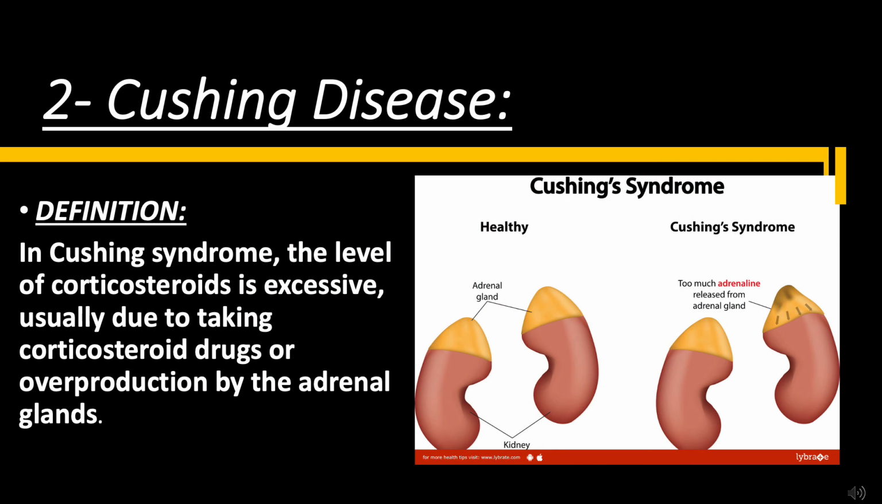Cushing disease. Definition: in Cushing syndrome, the level of corticosteroids is excessive, usually due to taking corticosteroid drugs or overproduction by the adrenal glands.